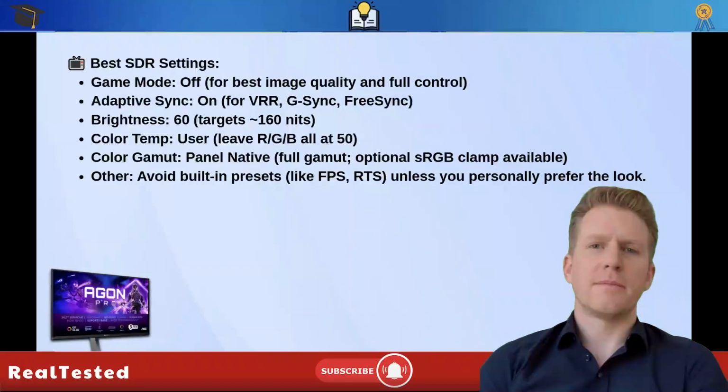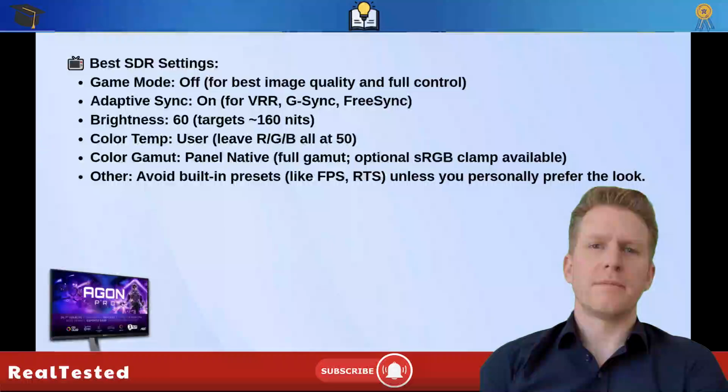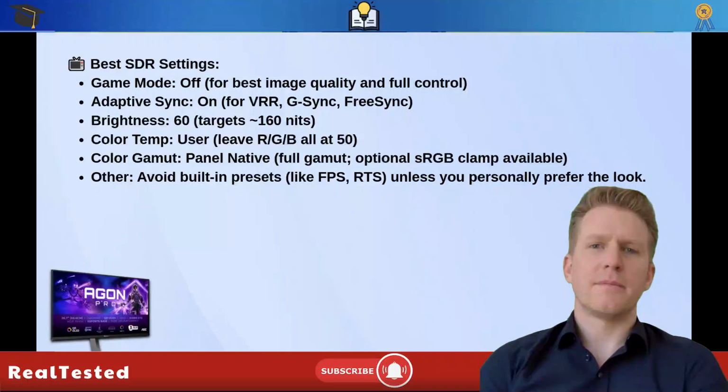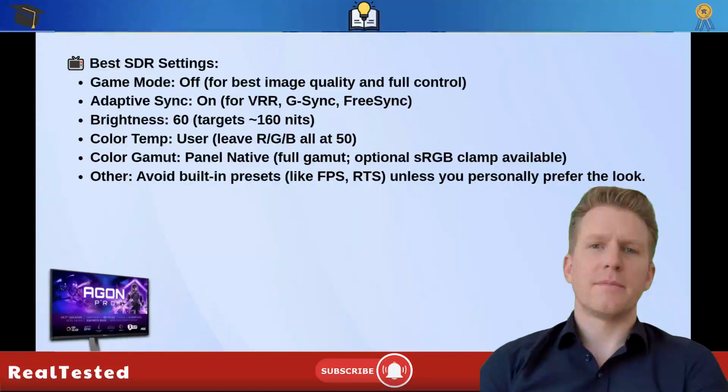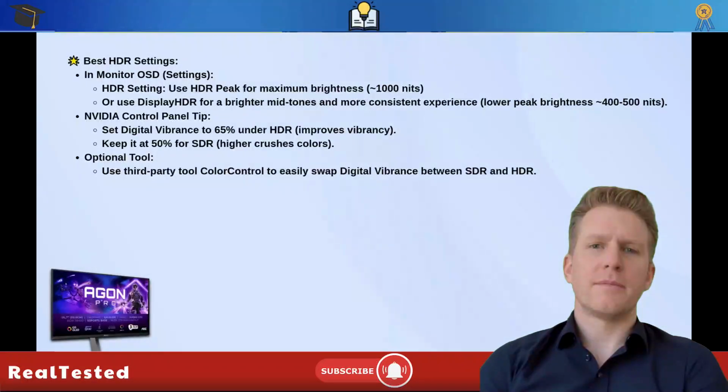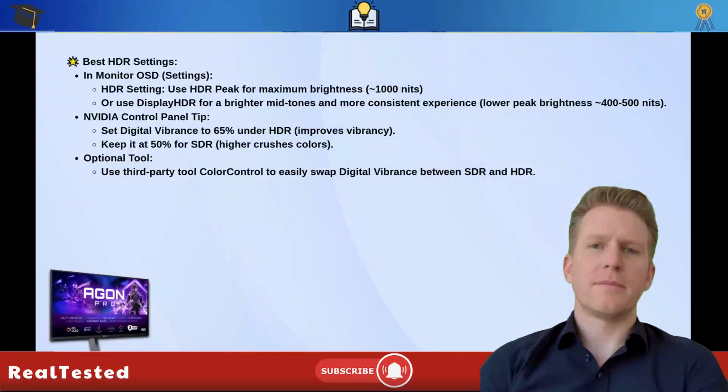For color temperature, select the user profile and keep red, green, and blue values at 50 to achieve a balanced neutral white. Set the color gamut to the panel's native mode to utilize its entire color spectrum. If you require an sRGB clamp for professional photo editing, that option is available as well. It is best to skip the integrated gaming presets like FPS or RTS unless you have a specific preference, as they often distort color and contrast accuracy.